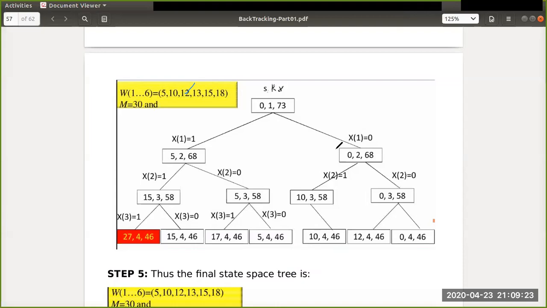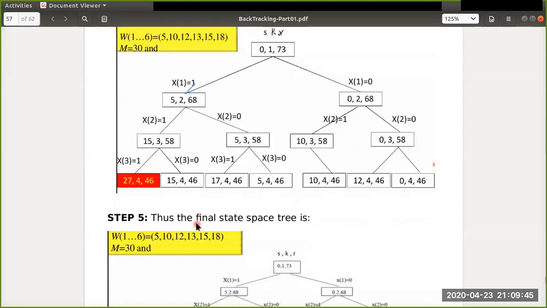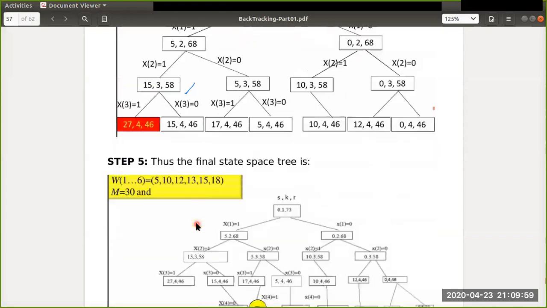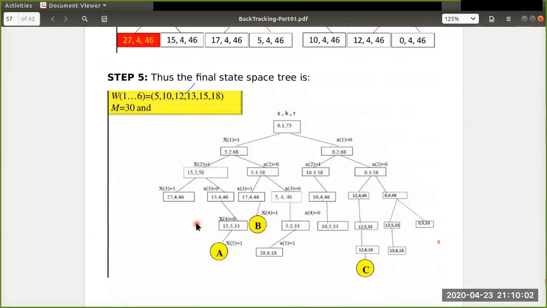If I do not include the third item either, then it will again be 0. The right side will be 0, 4, 46. If I include the third item, it means 12, 4, 46. So this is the fourth level generating. Still not getting the solution. Let's see. Like this, the variable size state space tree is constructed. Okay, so the final state space tree diagram is this one.